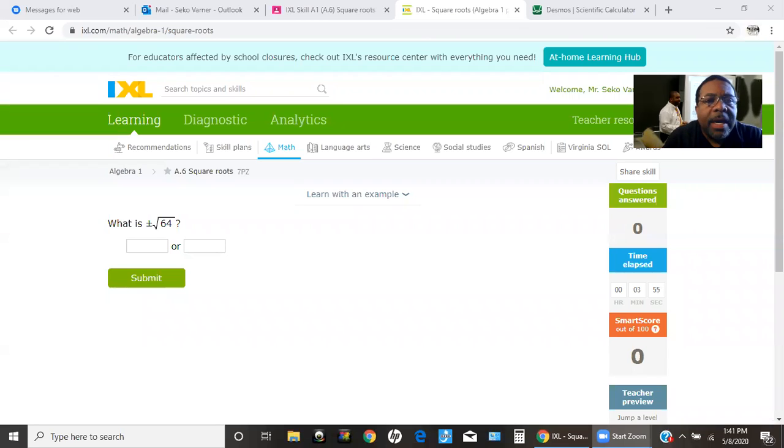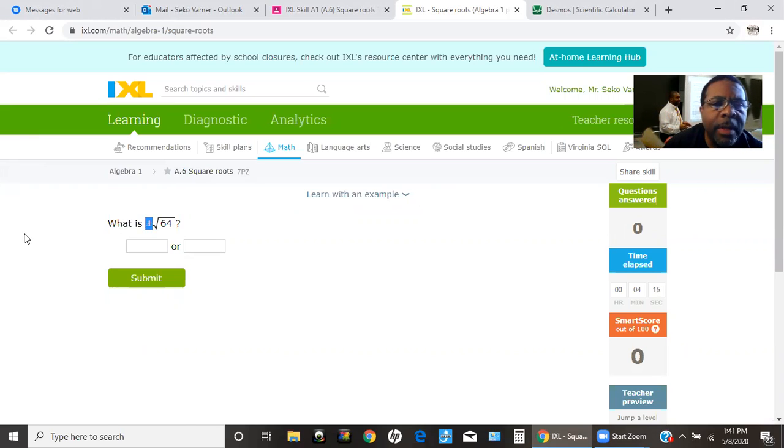Okay, so we're looking at A.6 on IXL, which is dealing with square roots. The intriguing thing about the way they have this presented is they have this symbol here, which is a plus sign on top of a minus sign. It's a positive on top of a negative, either way you want to look at it.